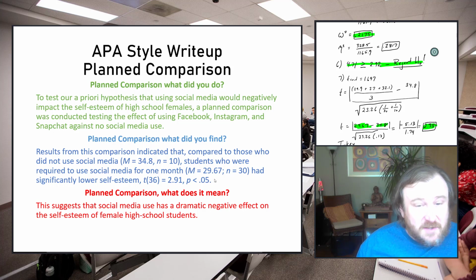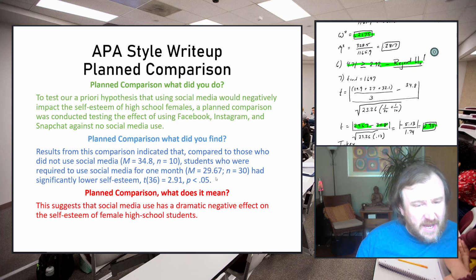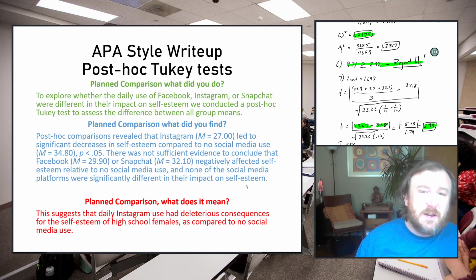So the next thing is we interpret this. We interpret this for a person. This is the headline. What someone who does not understand statistics, what does this mean for them? Right? And so this suggests that social media use has a dramatic negative effect on the self-esteem of high school female students.